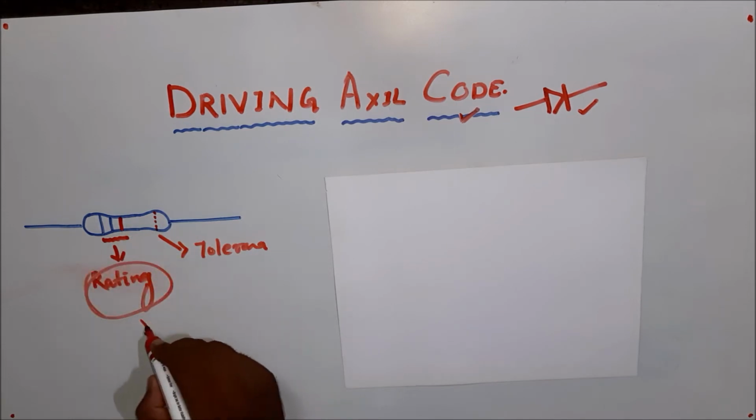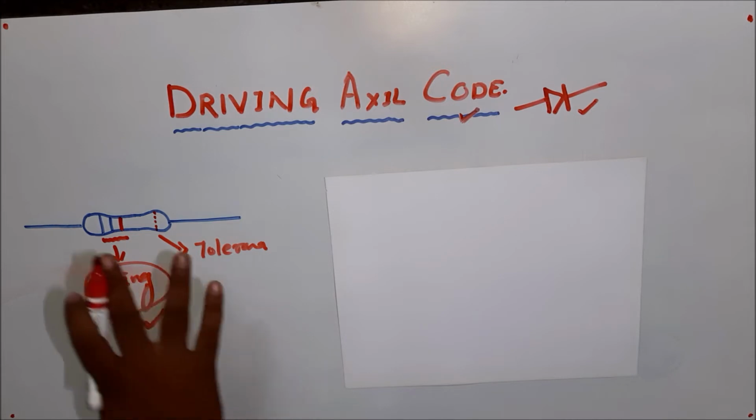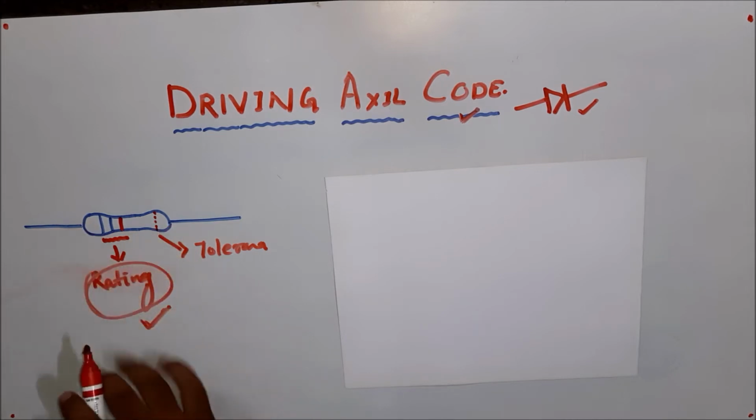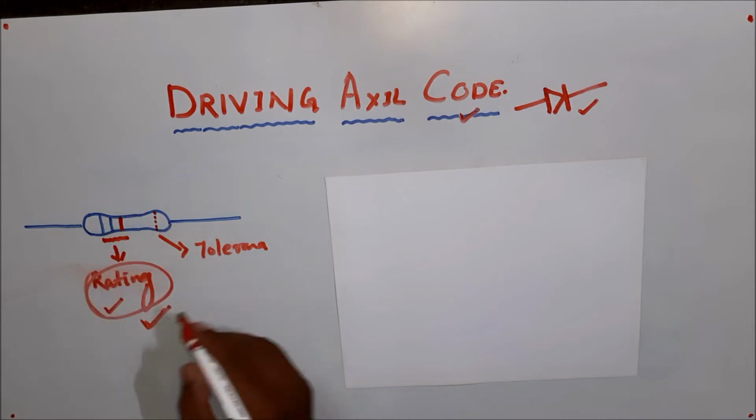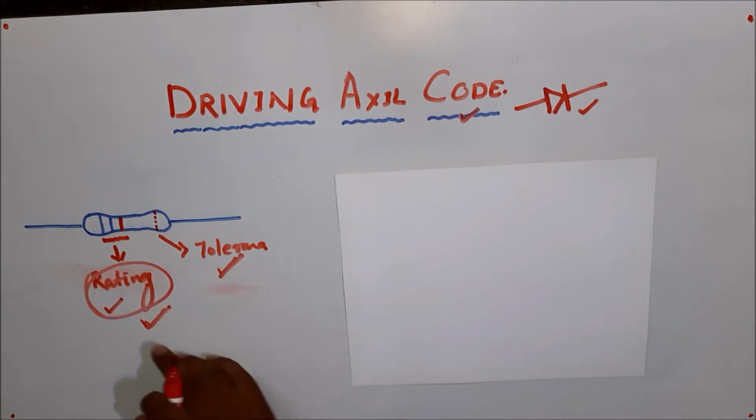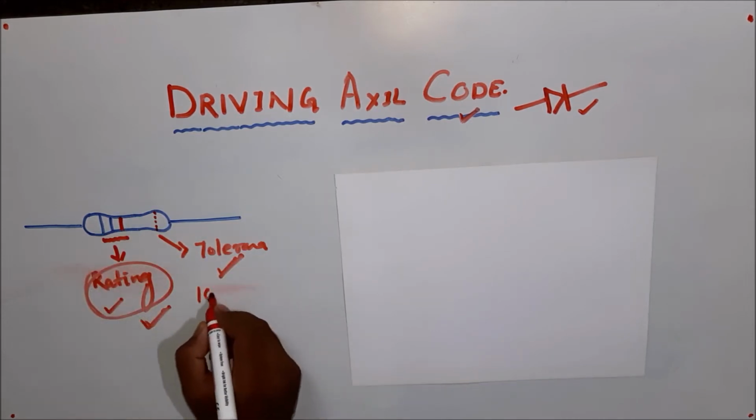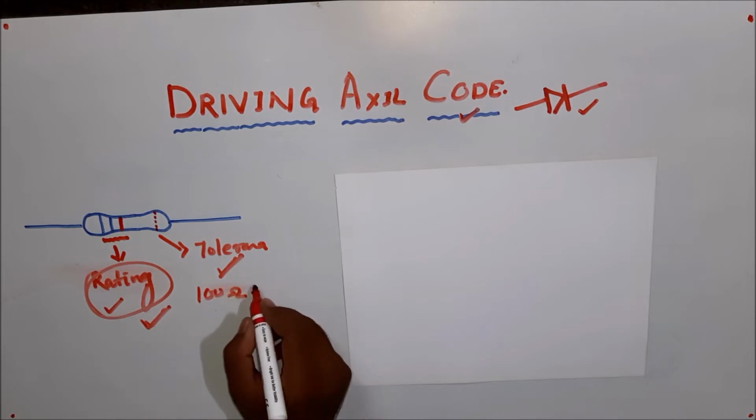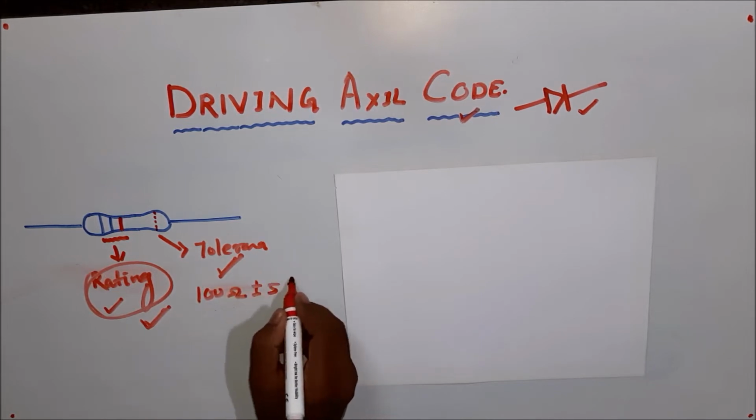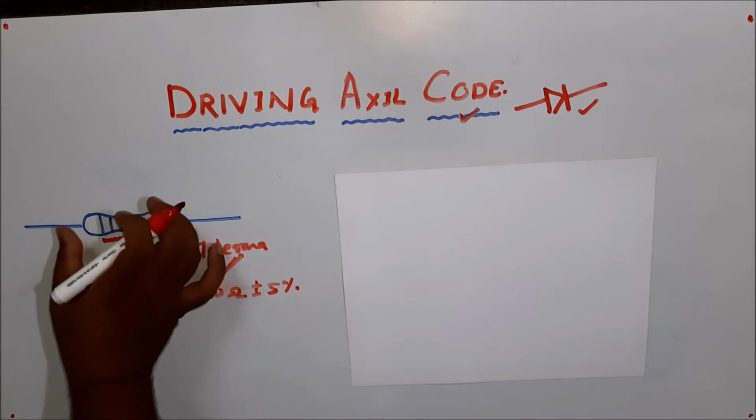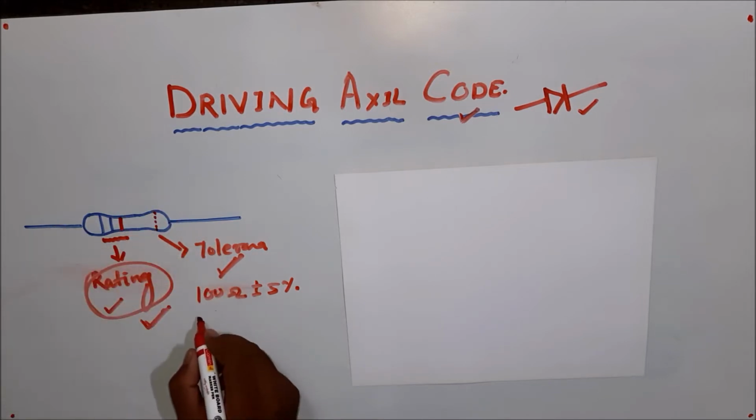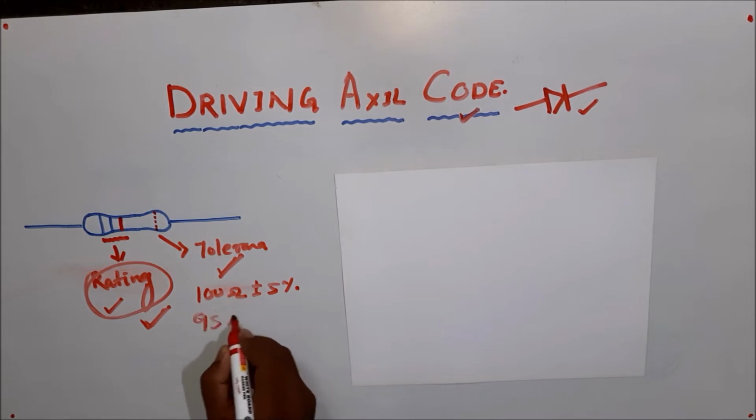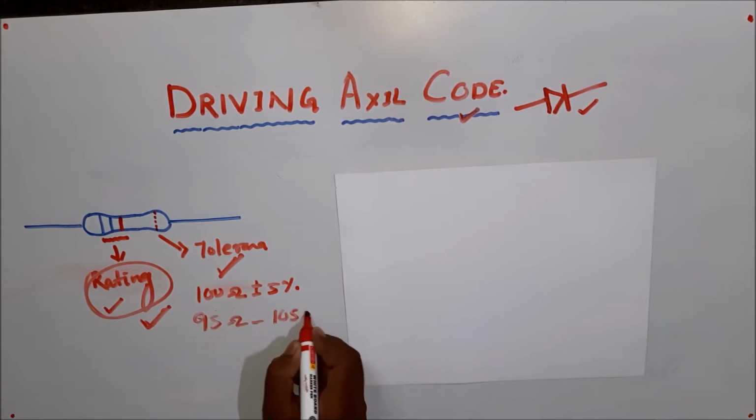If this is the nameplate rating, the actual value will not be equal to this, but the actual value may vary within this tolerance. For example, if it is written 100 ohm and the tolerance is plus minus 5%, that means the actual resistance of this resistor may vary from 95 ohm to 105 ohm.